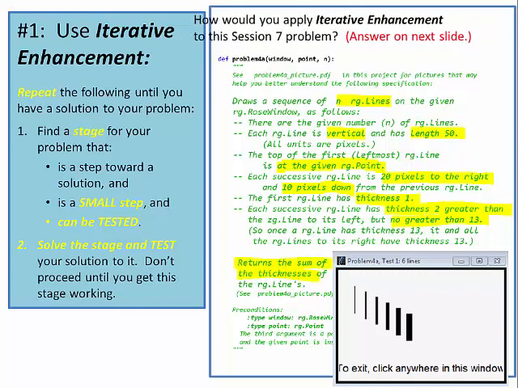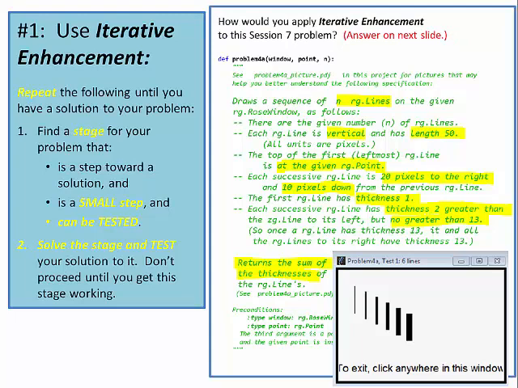Go ahead and pause the video now while you think about what would be an iterative enhancement plan for this problem. That is, what would be a series of stages that you could use to solve this problem. Let's pause the video and think a little bit about that.